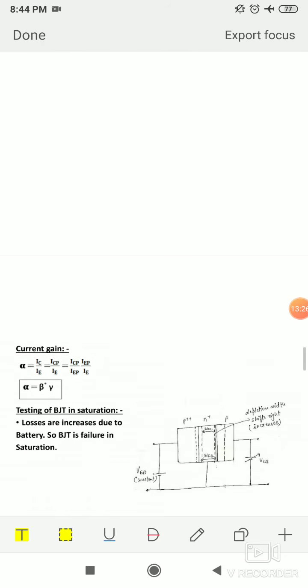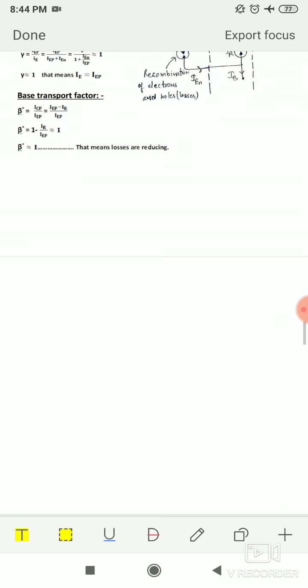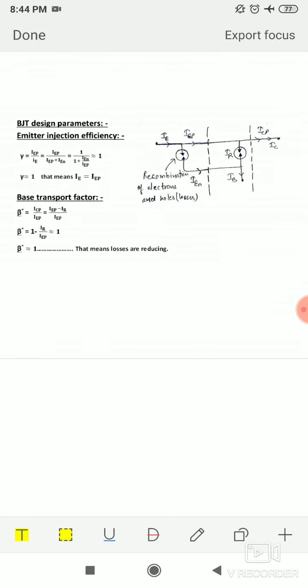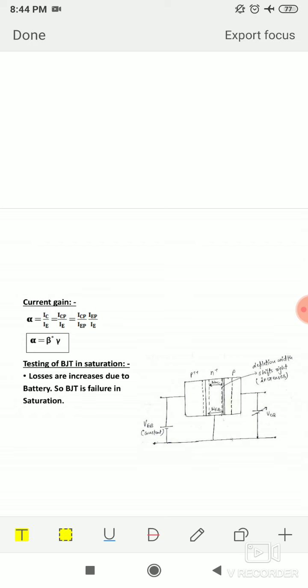Next factor is your current gain factor. Alpha is equal to IC by IE, or ICP by IEP. So alpha, beta star, gamma. These are the three factors, and this is the relation between these three. And then the testing.